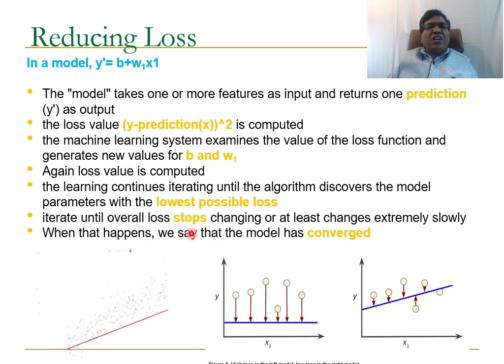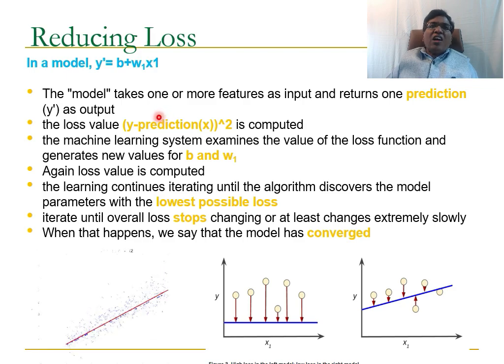How can we reduce the loss? Remember, the linear regression equation is y = w1x + b. x is the input to the model, y cap is the output of the model. The squared loss is computed as the square of y minus y cap. The ML algorithm examines this loss value and adjusts weights and biases to reduce this loss.